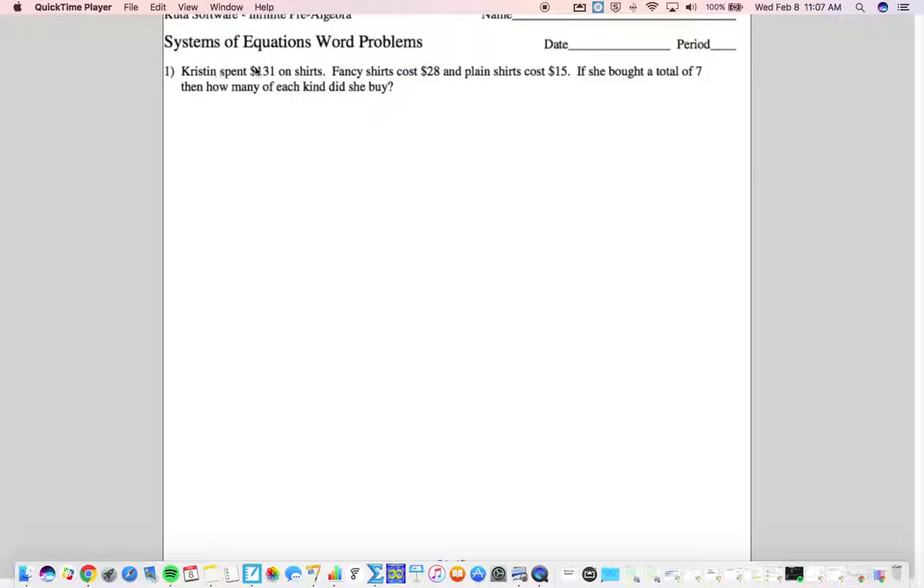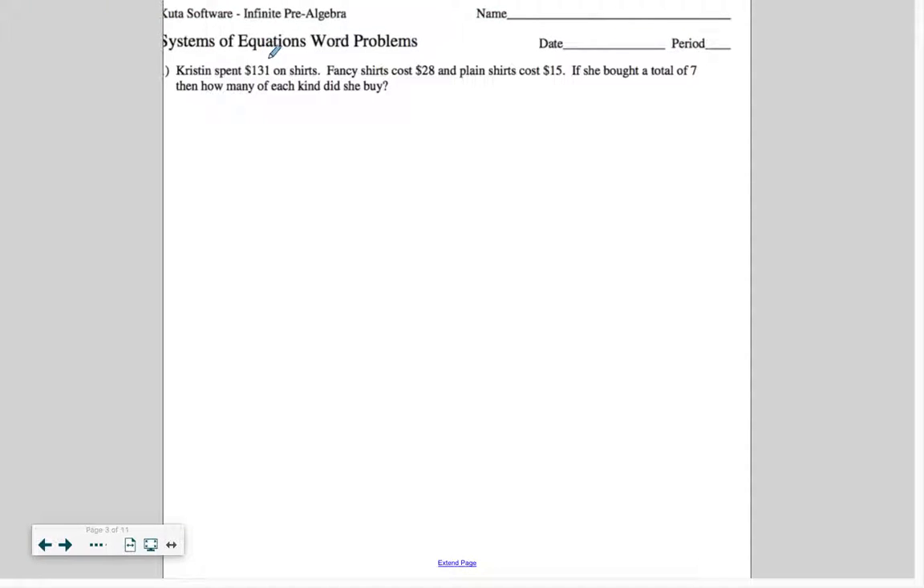So Kristen spent $131 on shirts. That's a lot of money. Fancy shirts cost $28. And plain shirts cost $15. If she bought a total of 7 shirts, how many of each kind did she buy? Here's our sentence, here's our question, what we're trying to answer.